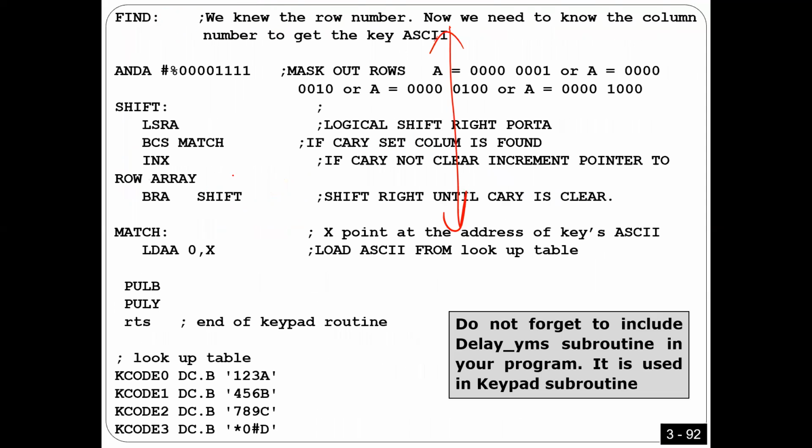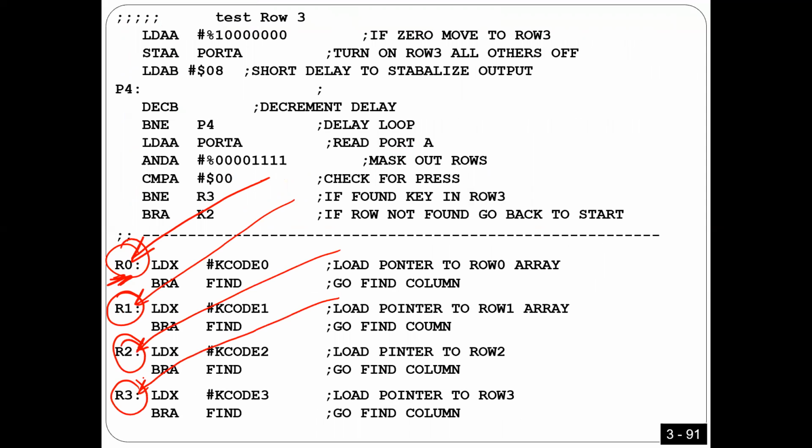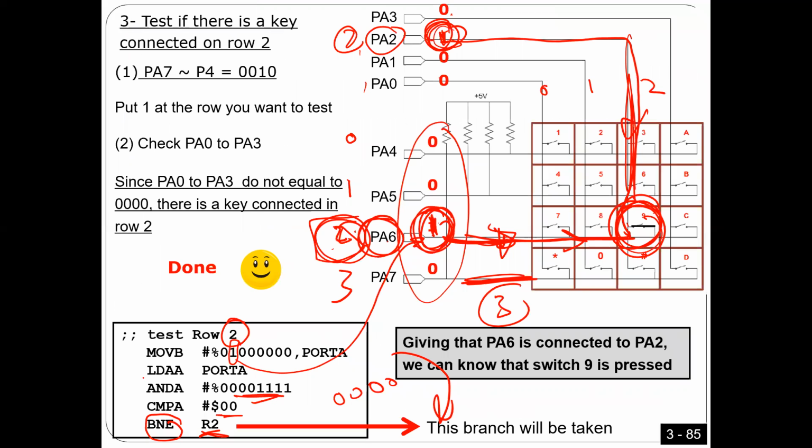So if you come here, you will find R0, R1, R2, R3. R0 means I found the key in R0. R1 means I found the key in R1. R2 means I found the key in R2. R3 means I found the key in R3. I'm gonna explain later why we need it this way. Any question, guys?